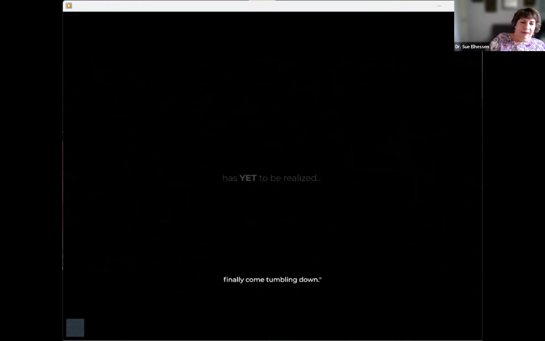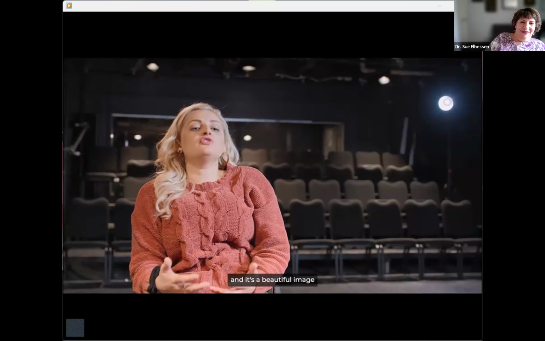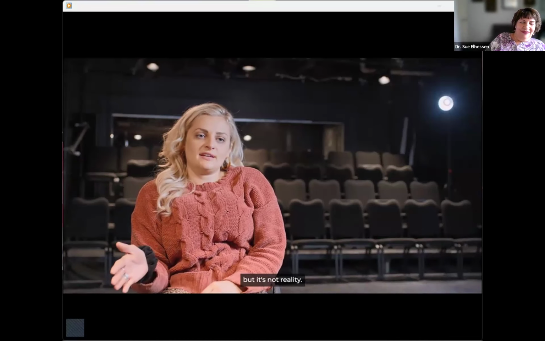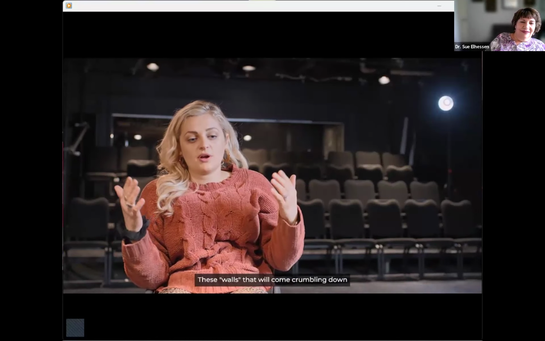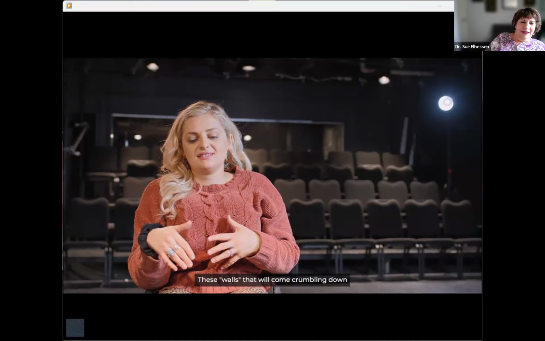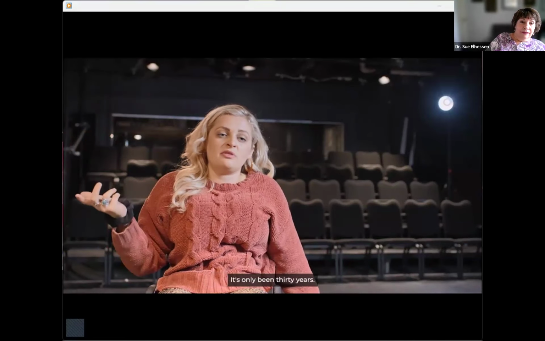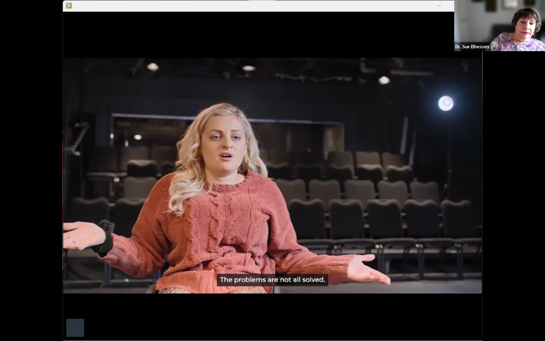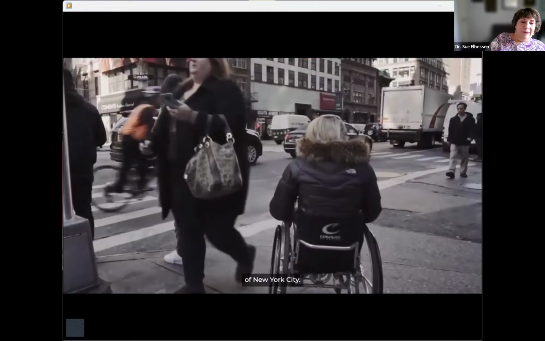Ali Stroker, Tony Award-winning actress, speaks. For me, that language is almost poetic. And it's a beautiful image, but it's not reality. These walls that will come crumbling down, it's not just I'm gonna push a button and things are gonna be solved. It's only been 30 years. The problems are not all solved. Just take a walk down in the village of New York City.